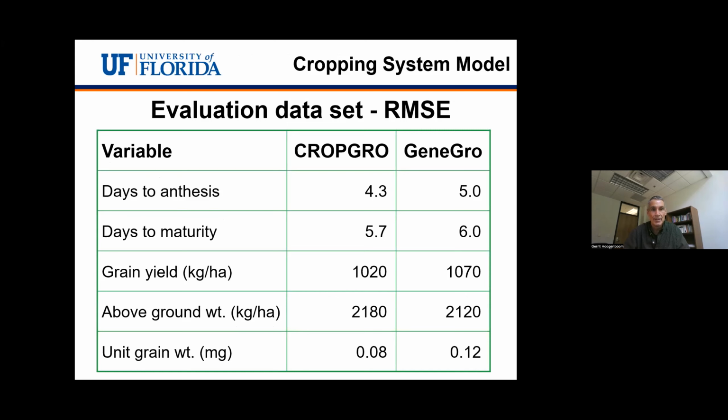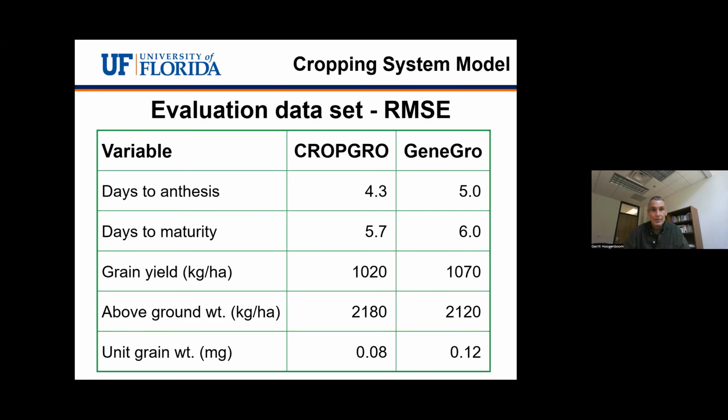So the number of days to anthesis shown here is the root mean square error. The crop grow model was still slightly better than the gene grow model. Days to maturity was also slightly better. But again, keep in mind that for the crop grow model, we actually had to calibrate each individual cultivar separately. But for the gene grow model, once we knew the presence or absence of a particular gene, all we had to define was the zeros and the ones in the input file. So the inputs required for the gene grow model are a lot less than for the crop grow model. So these results are actually quite encouraging.